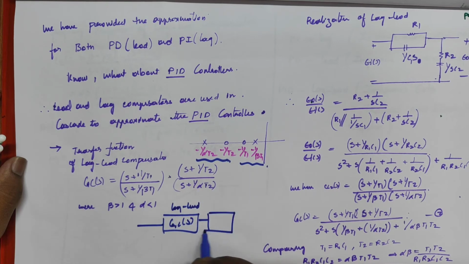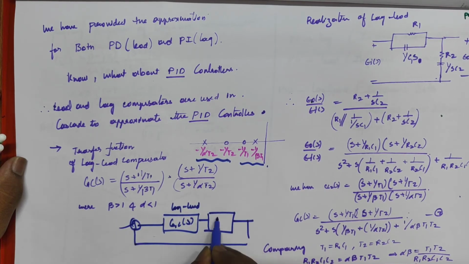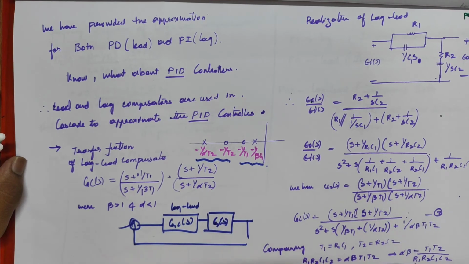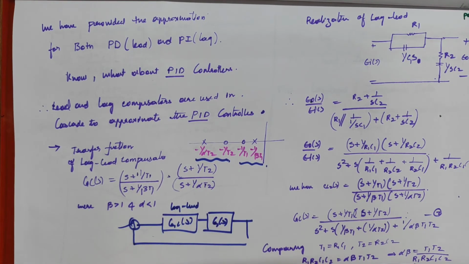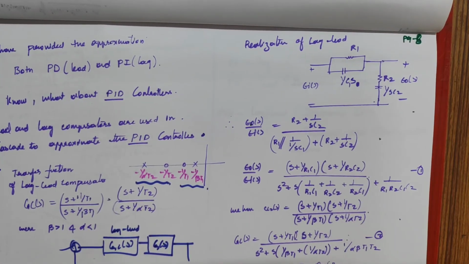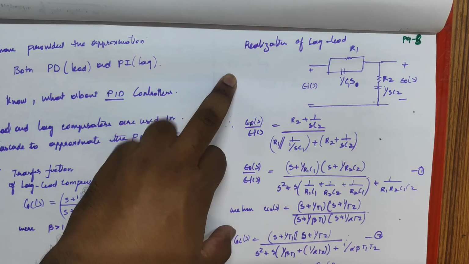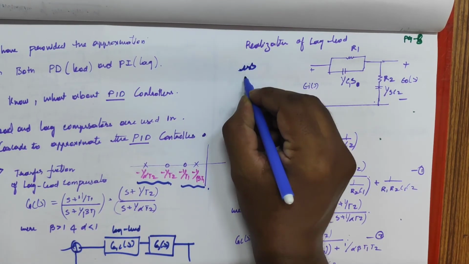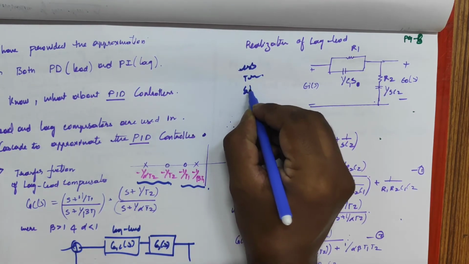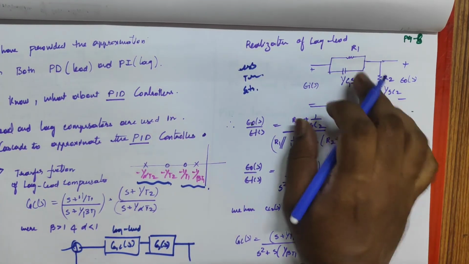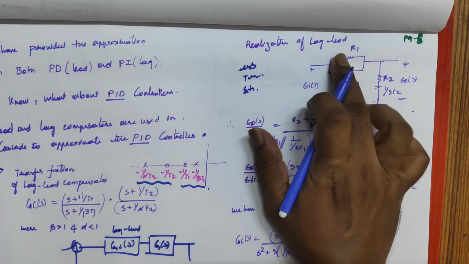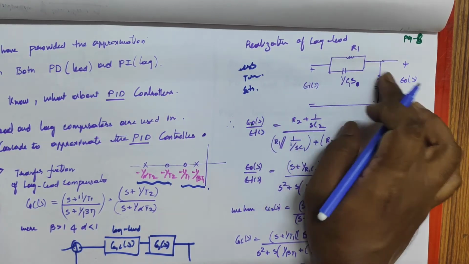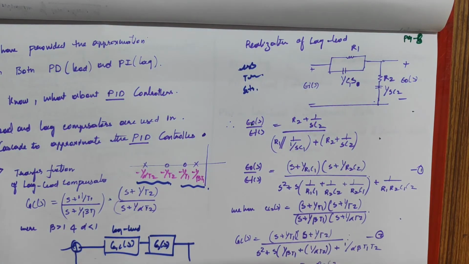which will give you the stability, steady state error, as well as the transient response. So if you incorporate lag-lead, you get steady state error improvement, transient improvement, and stability also. Okay, so this is the physical realization for the lag-lead compensator, where the idea is to get these two functions.